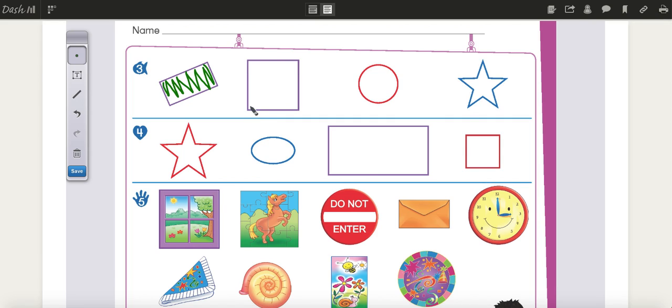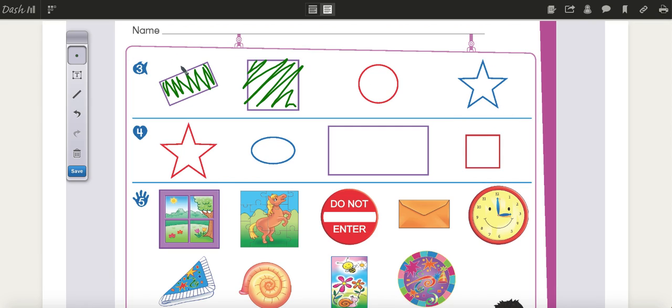Let's look at the next one. What shape is that? A square. And is it a rectangle? Yes, it has the 4 sides, 4 corners. The right and left sides are the same length, and the top and the bottom are the same length. Okay, is this a rectangle? No, so we're going to leave it alone. Is this a rectangle? No.